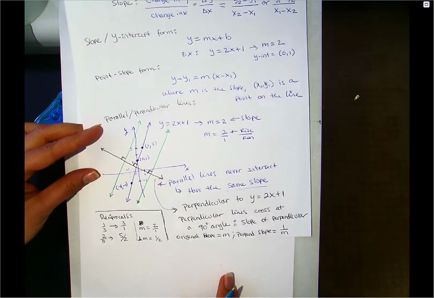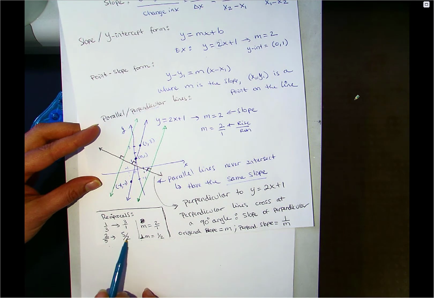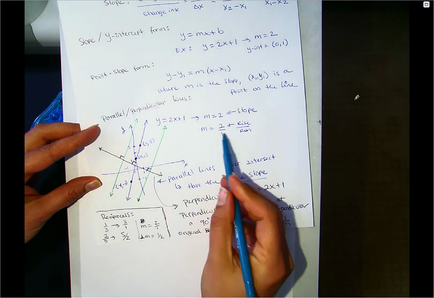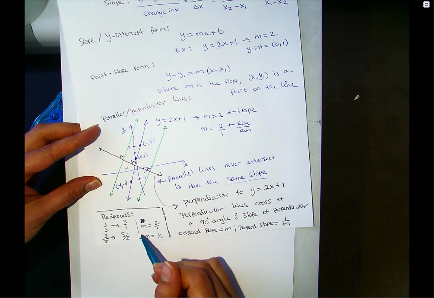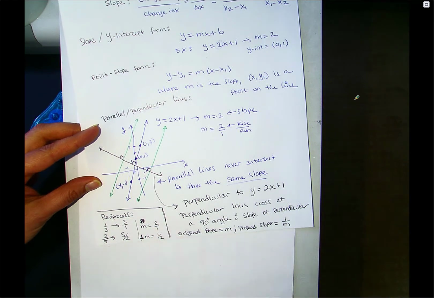So I did a little tiny review on reciprocals. The reciprocal of 1/3 is 3 over 1. Reciprocal of 2/5 is 5 over 2. So you flip it. Our slope here was 2 over 1, so the perpendicular slope is the reciprocal. So it'll be 1 over 2. So you flip it.